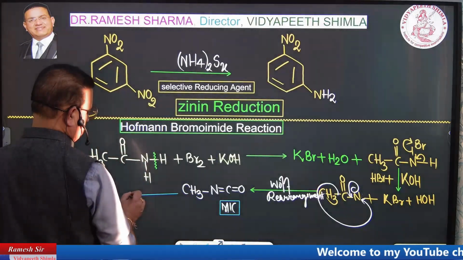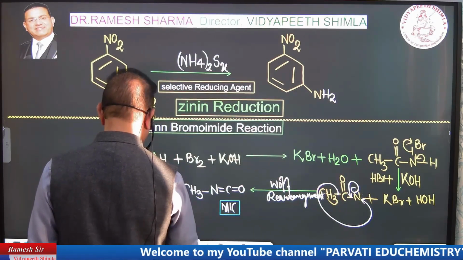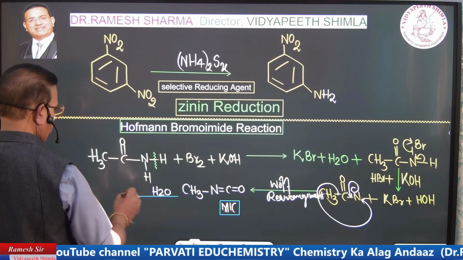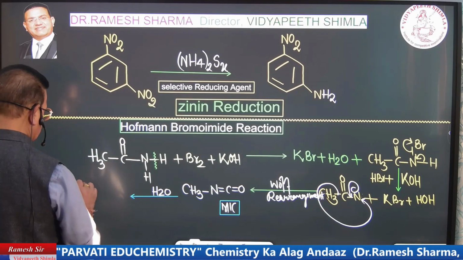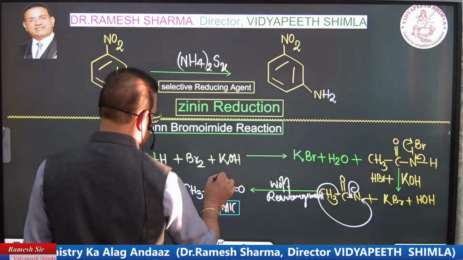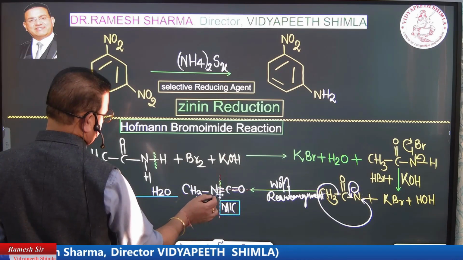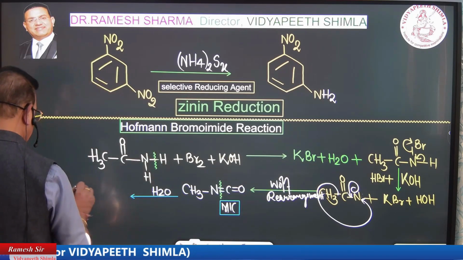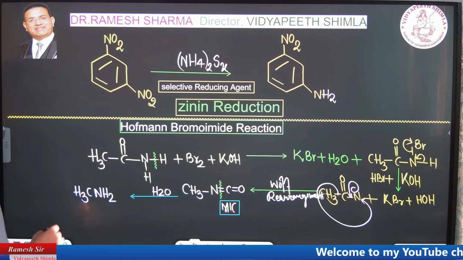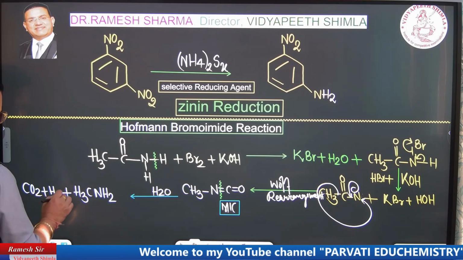You just treat it with or hydrolyze it so that when it will be hydrolyzed, there will be situation like this when this bond will cleave here. And when this bond will be cleaved here, that amine will be CH3NH2. That CO on hydrolysis will be forming CO2 plus H2O.